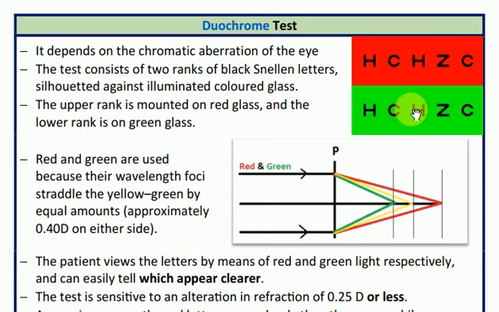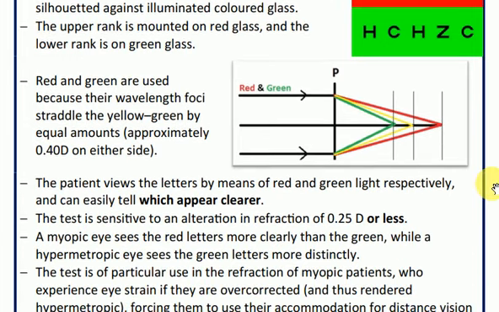Red and green are used because their wavelengths straddle the yellow-green by equal amounts, approximately 0.4 diopter on either side. So the patient views the letters by means of red and green light respectively and can easily tell which appears clearer. The test is sensitive to an alteration in refraction of 0.25 diopter or less.